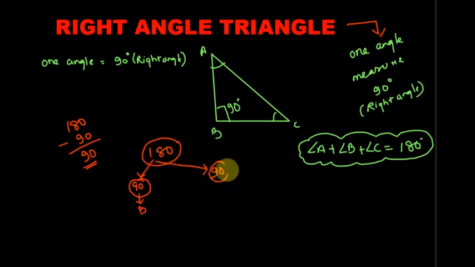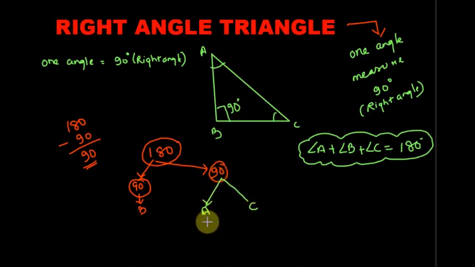So this 90 degree will be divided among how many angles? Angle B has already taken its share, right? So angle A and angle C are left out. This 90 degree which is left out will be divided among A and C. So now, how are we going to divide this 90 between A and C?